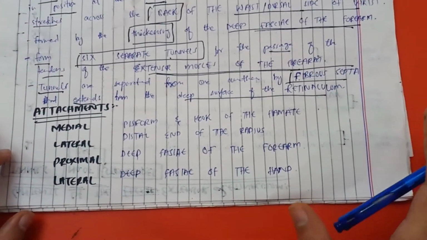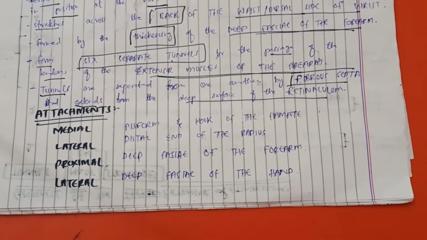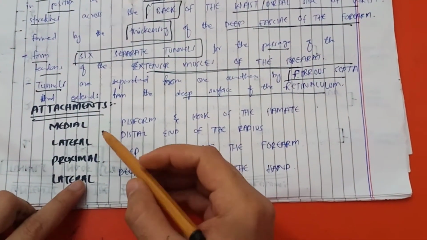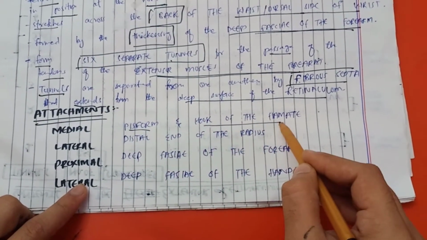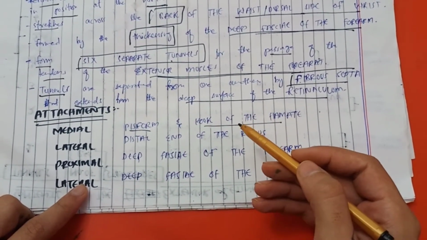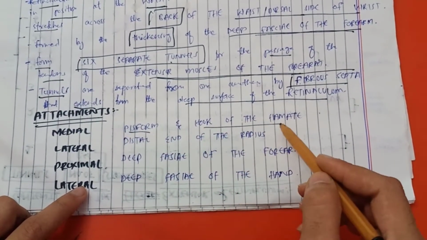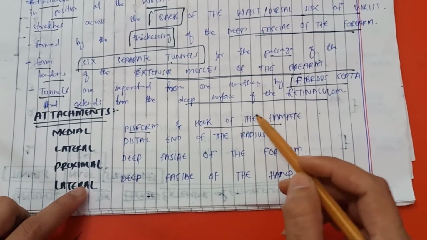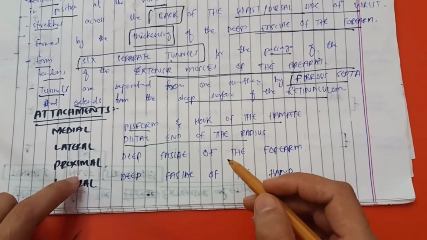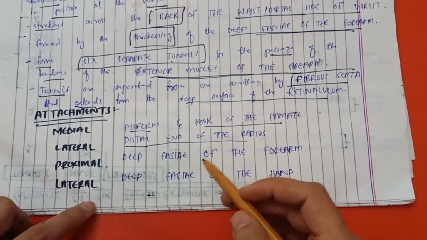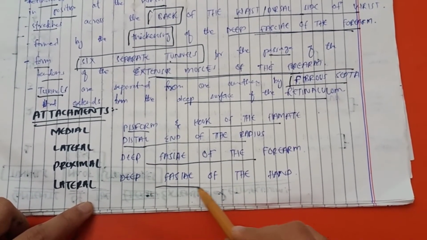Now we will be studying the attachments of the extensor retinaculum. Medially, it is attached to the pisiform and the hook of the hamate bone, because we know that on the medial side of the wrist or the carpus, the pisiform and the hamate bone are present. On the lateral side, it is attached to the distal end of the radius. Proximally, it is attached to the deep fascia of the forearm, and distally, it is attached to the deep fascia of the hand.